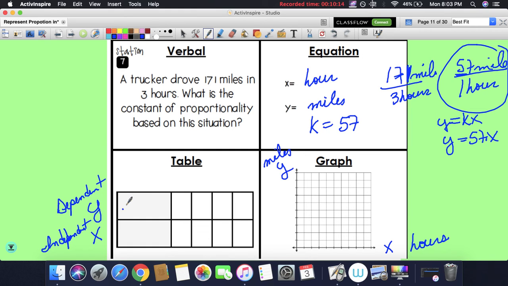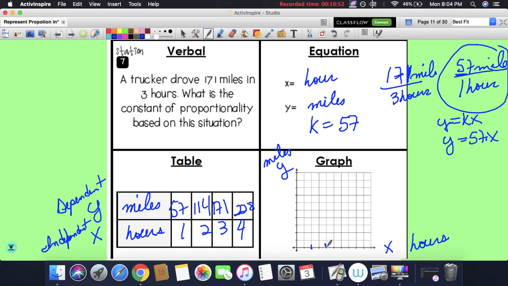So this would be miles. This would be hours. Let's do 1, 2, 3, 4 again. We can just make life easier. So it's 57, 114, right, in 2 hours. 171 in 3 hours. We already had that. And then plus 57 again to 228. So again, 1 times 57 is 57, 2 times 57, 3 times 57, 4 times 57. So we're always using 57 to find the total number of miles.